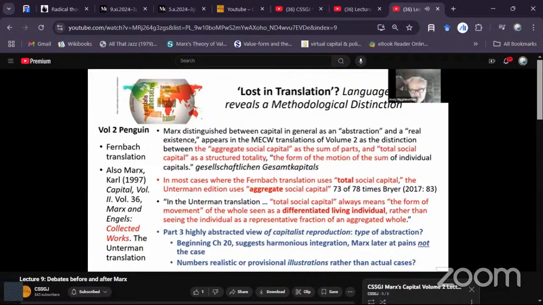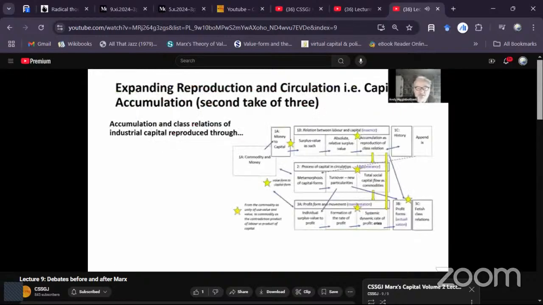The other thing about this, and this relates to the later discussion, is how realistic are the numbers that Marx is using? I mean, are they actual cases, or are they simply illustrating a relatively abstracted view? Okay, so there happens to be quite a lot behind this issue of translation of what we're talking about here.